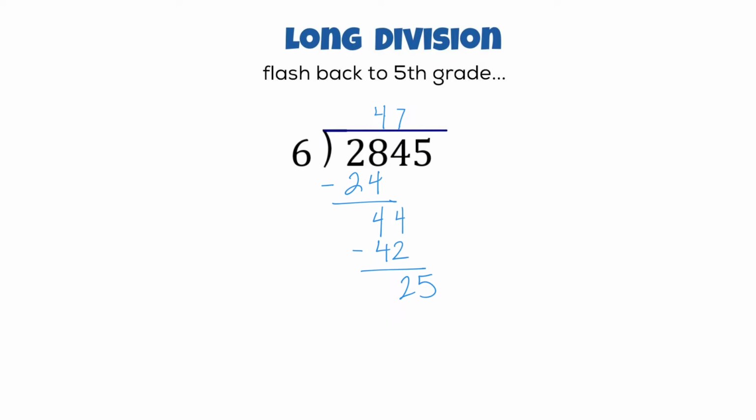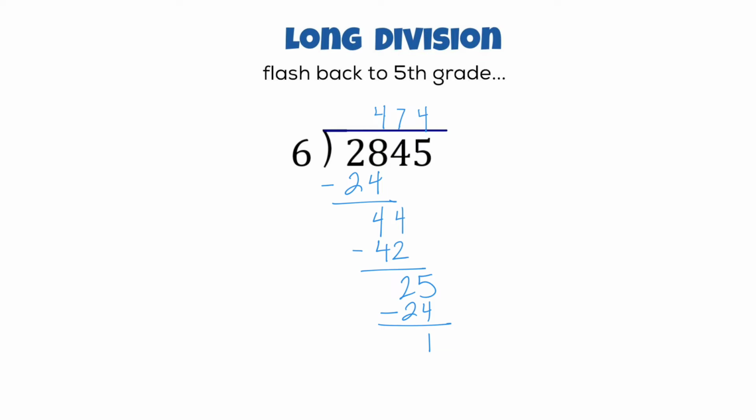6 times what gets us 25? Well, the closest I can get is a 4. And 6 times 4 is 24. And then we subtract. And we get 1. And 1 is what we'd call the remainder. And there's a couple things. You might just write remainder 1. Sometimes we would do that.